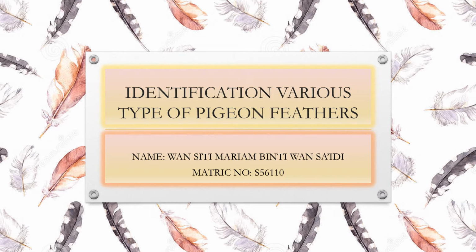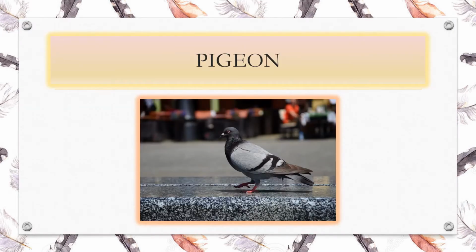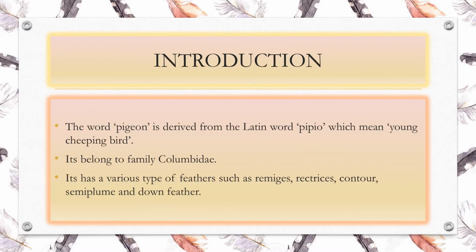The identification of various types of pigeon feathers. So, for those who don't know what a pigeon looks like, this is a picture of a pigeon. For introduction, the word pigeon is derived from the Latin word pipio, which means young chirping bird. It belongs to the family Columbidae and it has various types of feathers such as remiges, rectrices, contour, semi-plume, and down feather.